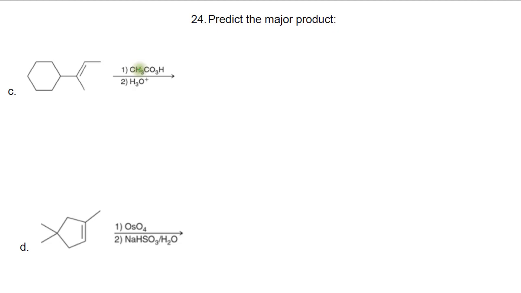All right, this is the peroxy acid, where CH3 is the R group. So this is the same as RCO3H, followed by acid. So we're going to get the epoxide first, and then upon reaction with the acid, we'll get the trans diol. Osmium tetroxide with sodium bisulfite, we're going to get a syn diol. Get this one plus the enantiomer.